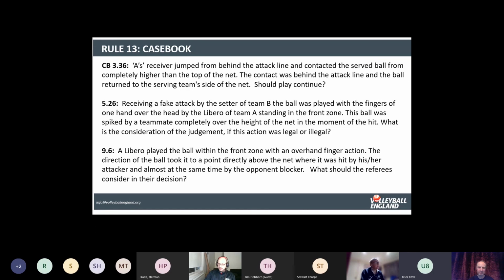Correct. That's absolutely so. That's the key point made from this casebook example and that video: the libero must be making a controlled volley for this to be a fault. So in this instance, with one hand, this is not a fault.